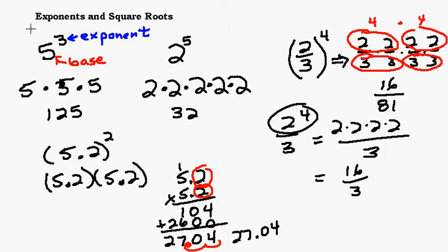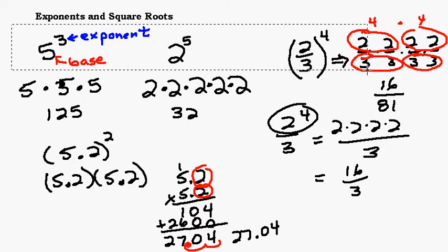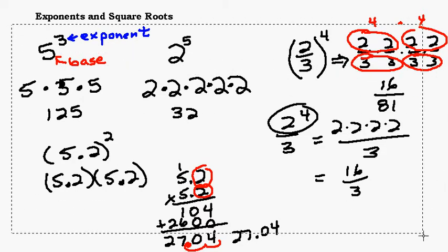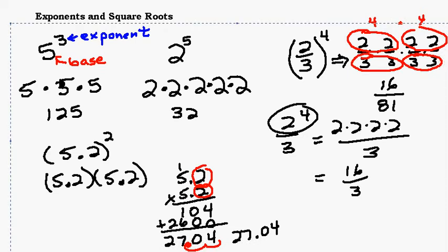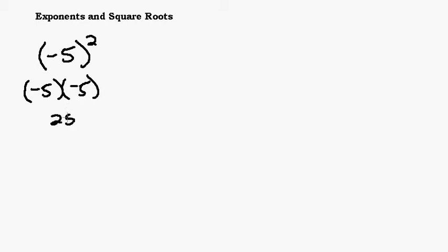Let's try one with negatives. I'm going to have to erase some of this. We've got positives, fractions, and decimals so far. You can also use exponents with negatives as a base. For example, let's do negative 5 in parentheses to say I'm taking the whole number, negative 5, to the 2nd power. That means negative 5 times negative 5, which would be positive 25.